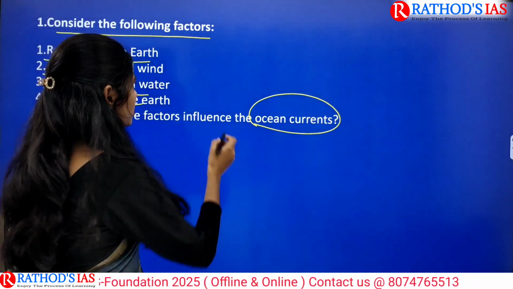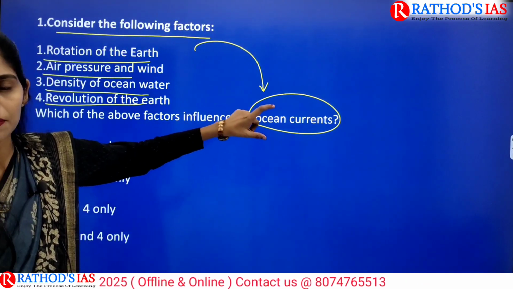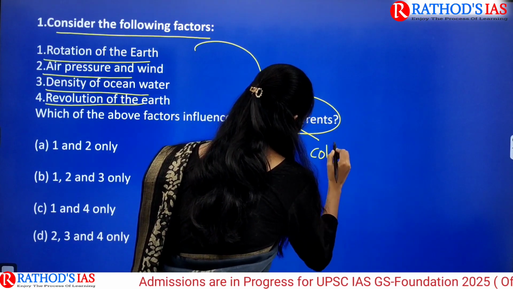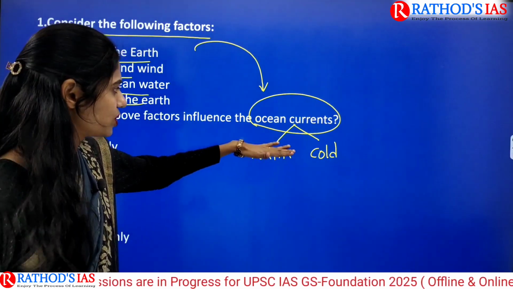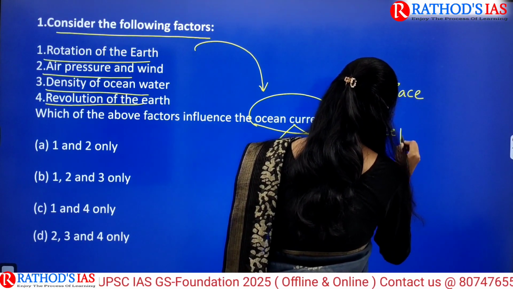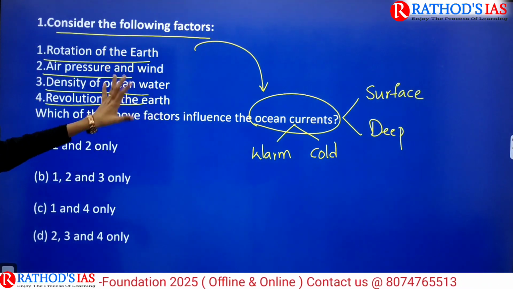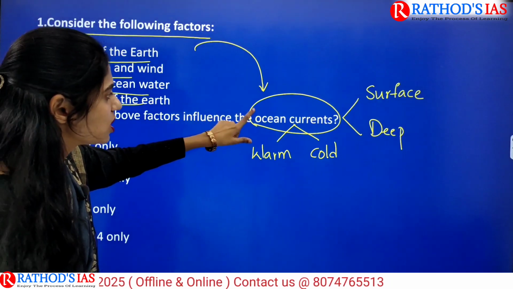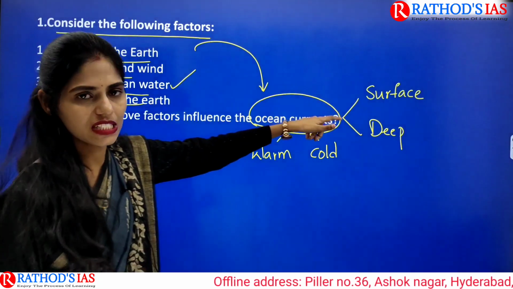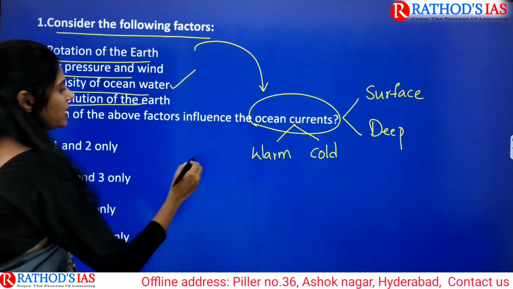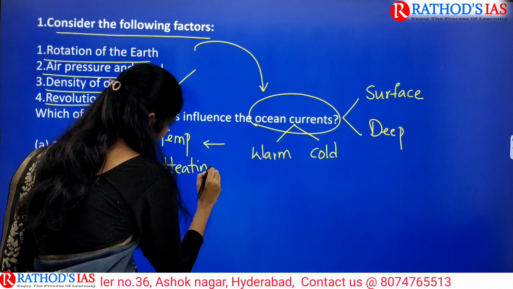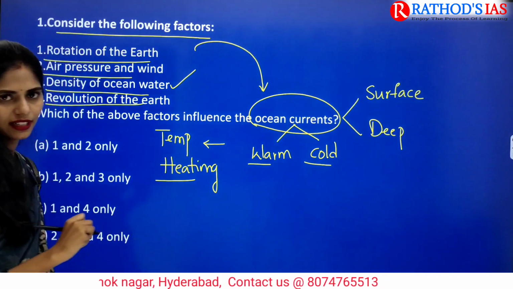This question is related to the theme called ocean currents, and this is a repeated theme. In ocean currents we have warm ocean currents and cold ocean currents. And we also have surface ocean currents and deep ocean currents. If you know this classification, you can easily understand the factors responsible for ocean currents. Because of the density of water, we can see surface and deep oceanic currents. And because of temperature and heating of water, we have warm and cold oceanic currents.